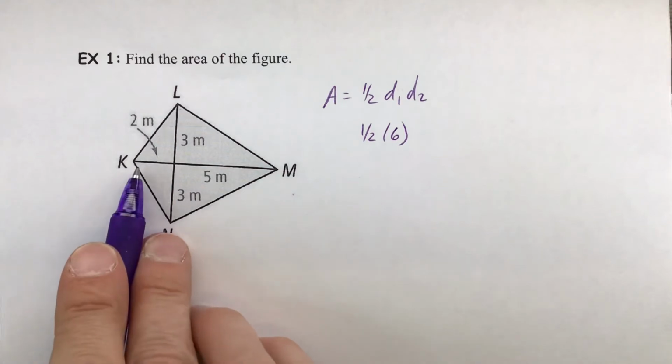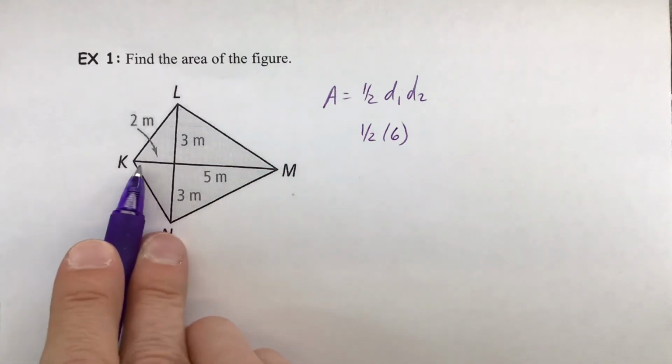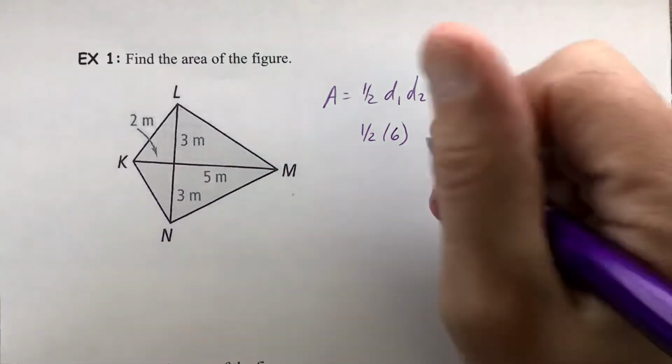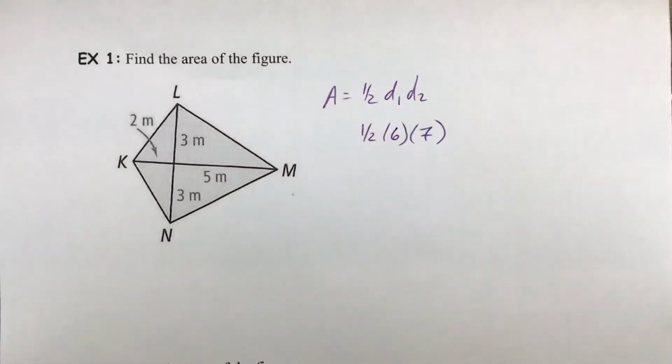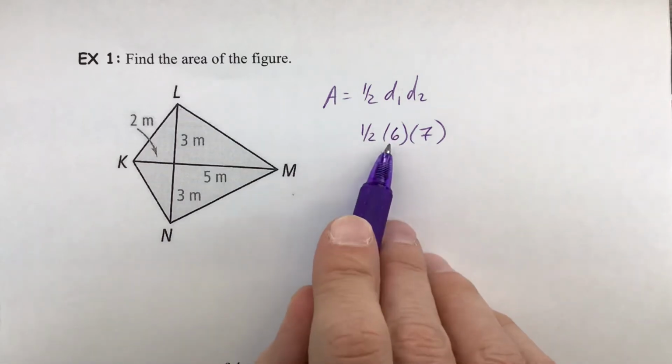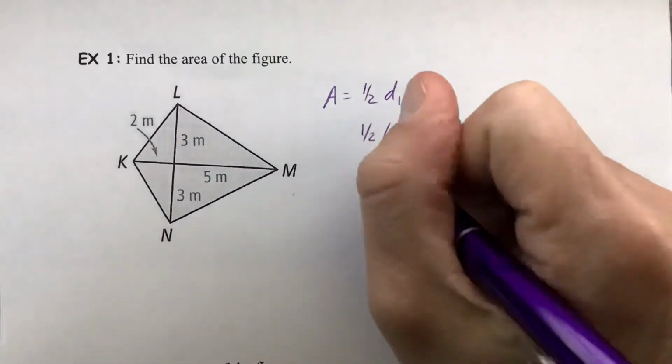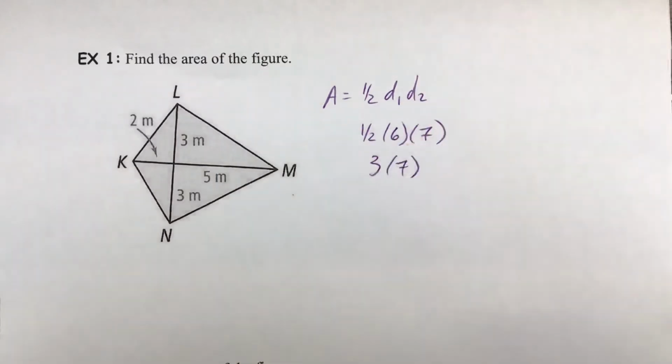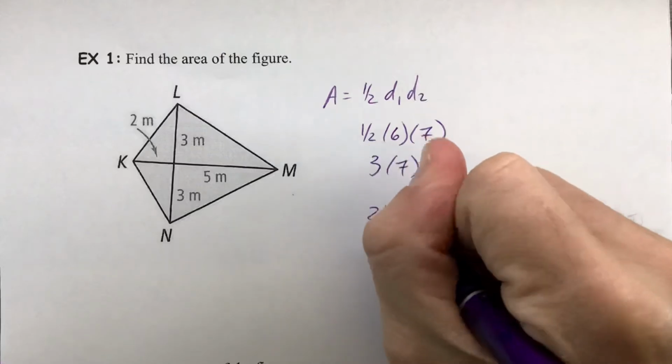The other diagonal, that tells us we got a length of 2 here. This is a length of 5. So you're going to have a 7. Okay, so the area is literally going to be the product of those three numbers. As mental math, if you want, you can go ahead and divide the 6 by 2. That'll just drop it to a 3, and then 3 times 7 will give us 21. So we get 21 meters squared.